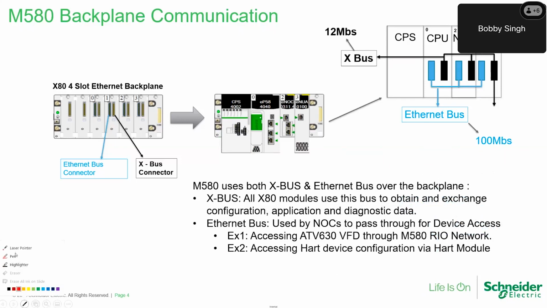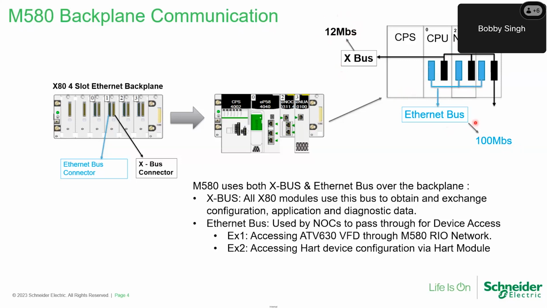M580 mainly exchanges data with all NOC modules over the X bus, and it does so at the rated speed for X bus, and that is 12 megabytes per second. On the other hand, M580 exchanges data between the CPU, or M580 itself, and the NUA module over the Ethernet bus, and it does so at 100 megabytes per second.